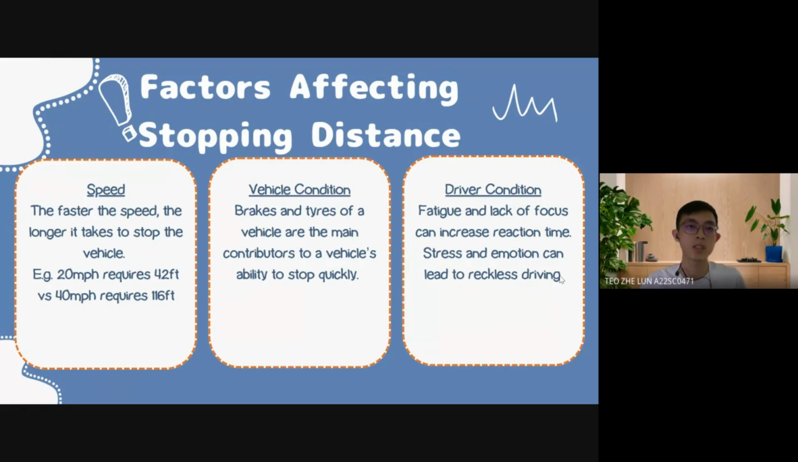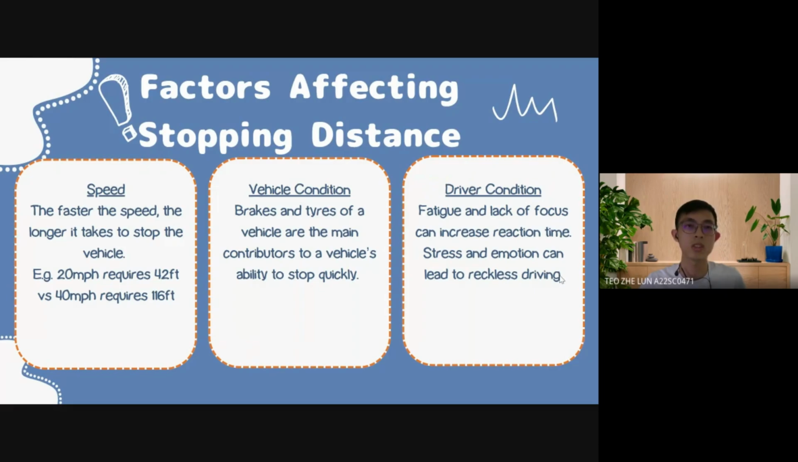The main factor that affects stopping distance is the speed, because the faster the speed of the vehicle, the longer it takes to stop the vehicle. For example, from the data given in our assignment, a vehicle traveling at 20 miles per hour will require 42 feet to stop completely, compared to a car traveling at 40 miles per hour requiring 116 feet. So speed is the main factor.